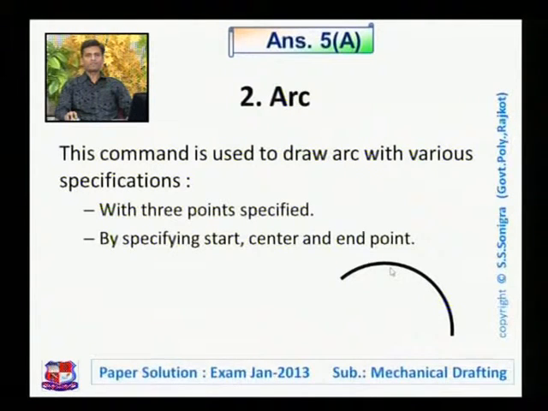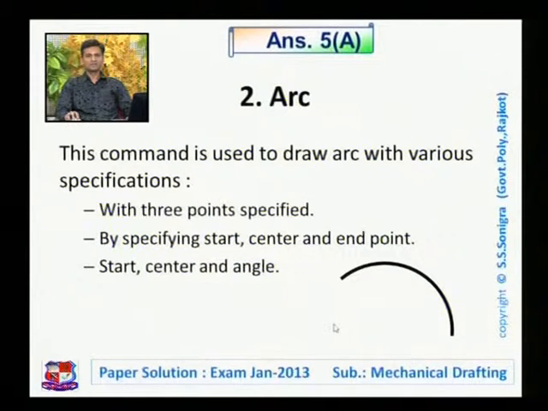The second option is by specifying start point, center point and end point. In this arc, this is the start point, this is the end point, and here the center point would be there. Of course, it could be the start point, but in the conventional system, the angle is measured in the anti-clockwise direction. Hence, the arc will be drawn in the anti-clockwise direction. So this point is the first point, this is the end point, and the center point would be somewhere here.